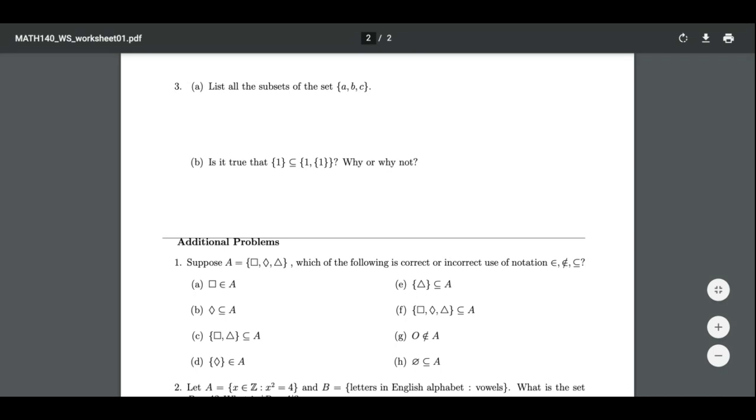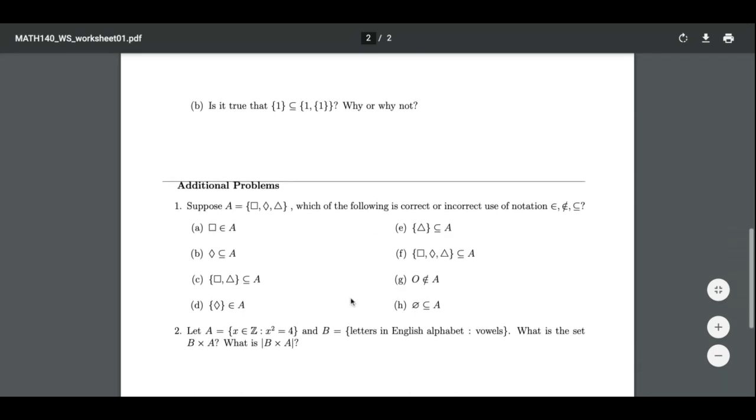All right, let's try to answer 3B. B is yes. Okay, is it true that the set that contains only 1 is a subset of the set that contains 1? Yes. Why or why not? Because it's just a subset, right? Yes. Okay, good. Let's keep going. If anyone has any questions, feel free to stop.